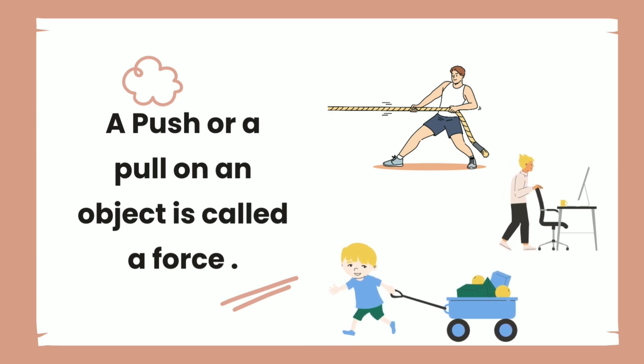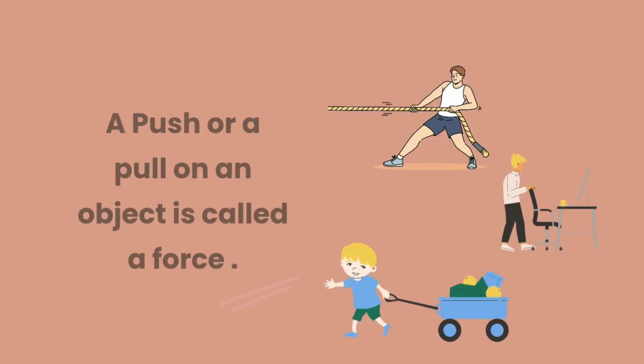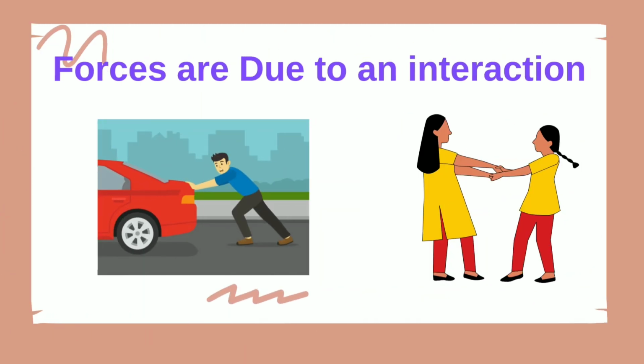When does a force come into play? Let us find out. Forces are due to an interaction. Suppose a man is standing behind a stationary car. Will the car move due to his presence? Suppose the man now begins to push the car. That is, he applied a force on it. The car may begin to move in the direction of the applied force. That is, the man has to push the car to move it.